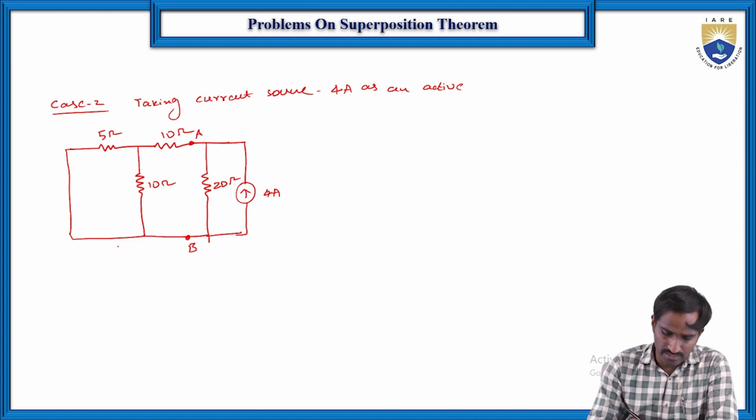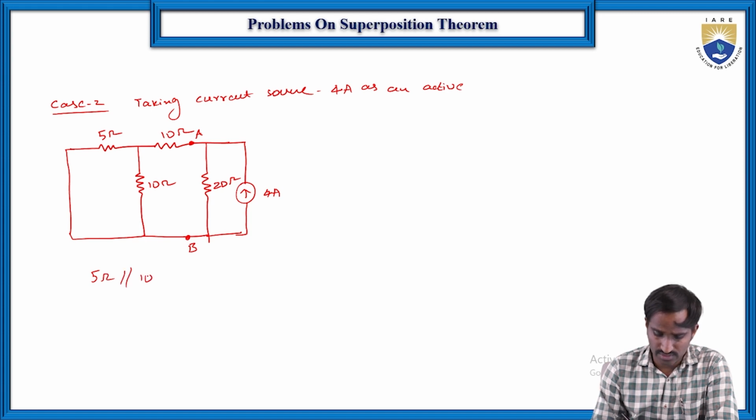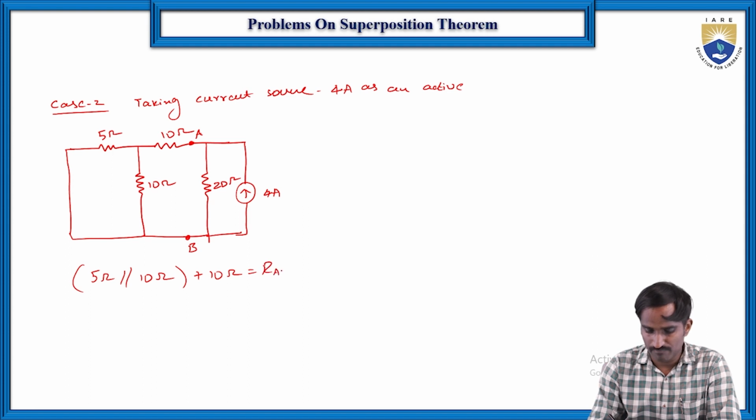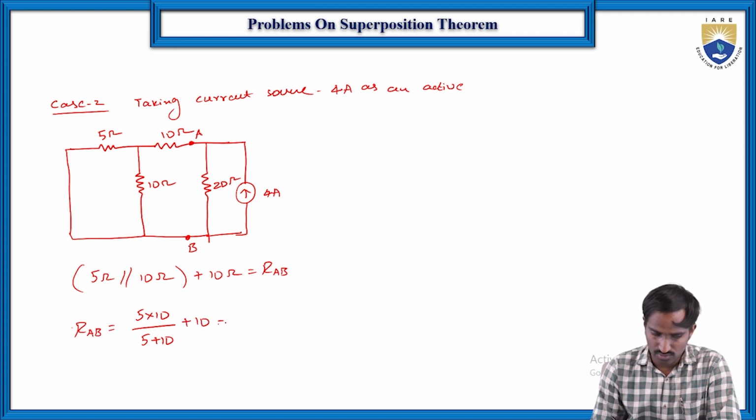The 5 ohms and 10 ohms are in parallel, and this combination is in series with the other 10 ohms. So this is RAB. RAB is equal to 5 into 10 by 5 plus 10, plus 10, which is equal to 40 by 3 ohms. Then this circuit can be redrawn by replacing the equivalent circuit across A and B.